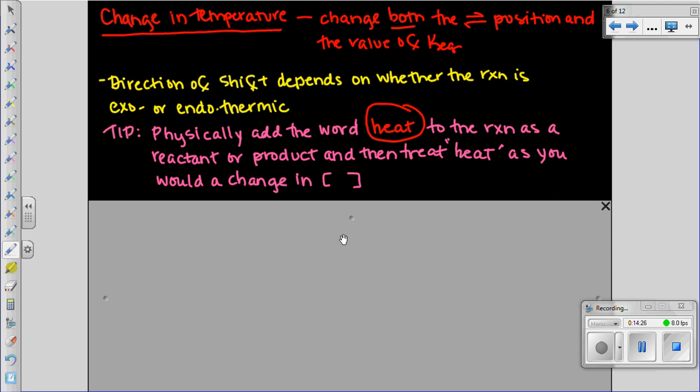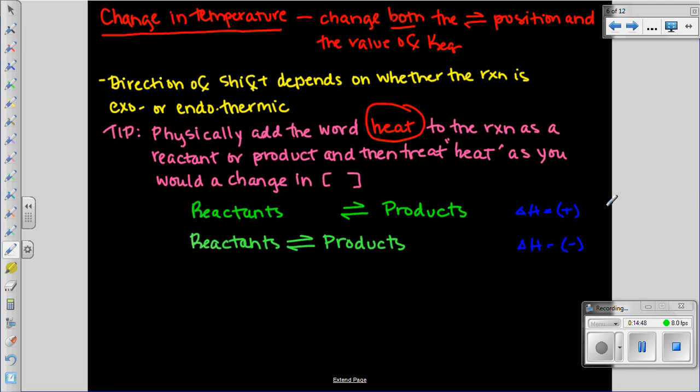Okay, now some of you are not going to want to do this because you're going to have to add 4 letters to one side of the reaction or the other, but you need to do it because this will make it very simple to figure these out. So you want to physically add the word heat to the reaction as a reactant or a product, and then treat heat as you would a change in concentration. So let's look at 2 different examples.